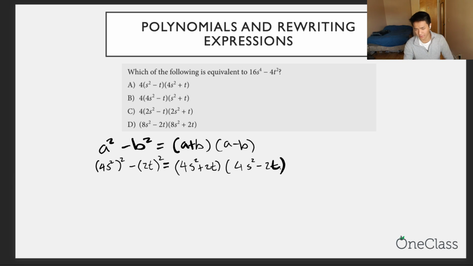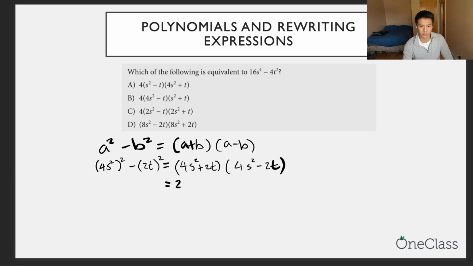So maybe we go to 4s squared minus 2t, and we say, is this a difference in squares? And no, it's not, right? Because t is only to the power of 1, it's not squared. It's really hard to put that into a difference of squares format. So what else could we do? Well, we see that in this first term, 4s squared plus 2t, both terms in the parentheses are multiples of 2. So we can factor out 2 here.